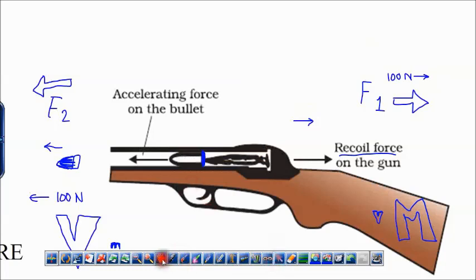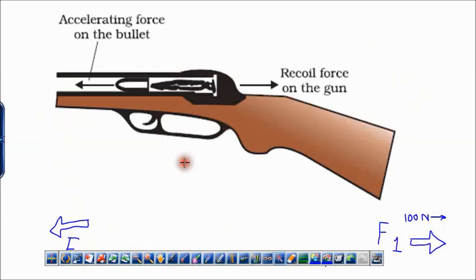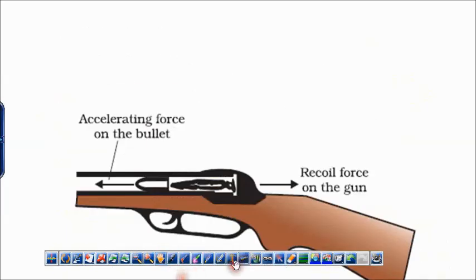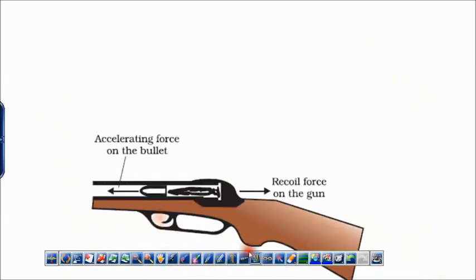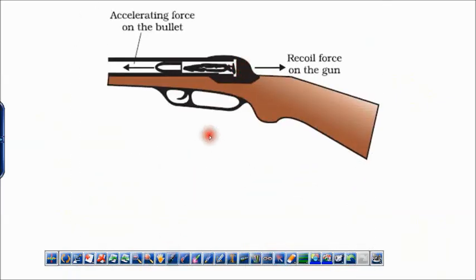When you shoot, according to Newton's third law, the forces created are the same. Yes, when you shoot, the force created on the bullet, Fb, and the force created on the gun, Fg, are the same, but the minus sign changes the direction. So the gun goes in the backward direction, the bullet in the forward direction.